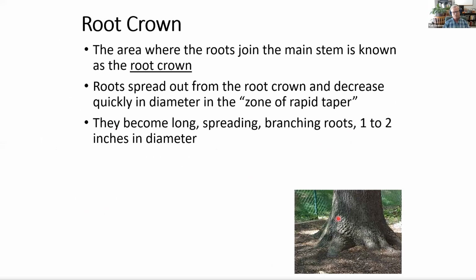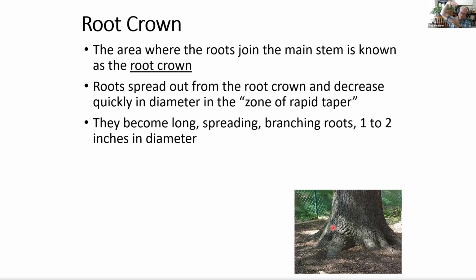Above the ground, we talk about where you see these flares that come off. This area has all kinds of names to it. Make sure you know what the various names might be. Here we're going to call it the root crown. Roots spread out from the root crown and decrease in diameter quickly in the area of what's known as the zone of rapid taper.